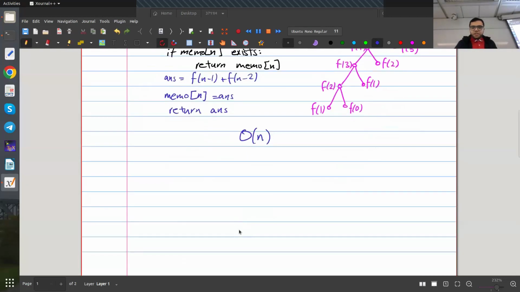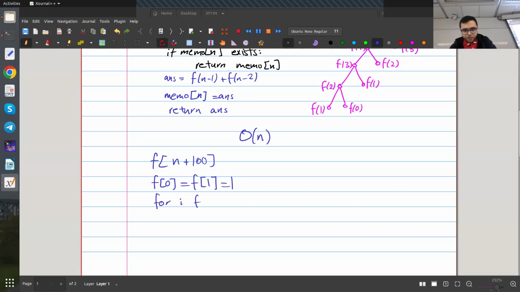So the other way we saw was that I can just create an array, right? I can just create an array F of some size, let's say n plus 100, whatever. And then I can say f of 0 and f of 1 are 1. And then I can say for every i from 2 to n, f of i is just f of i minus 1 plus f of i minus 2.